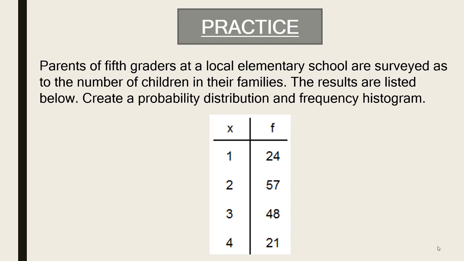You may notice that there's no families that have 0 children, and that's because this survey was given to parents of 5th graders. So if they're parents of 5th graders, they have to have at least one child. So don't fret that you don't see a 0 here. There wouldn't be one in this particular problem.